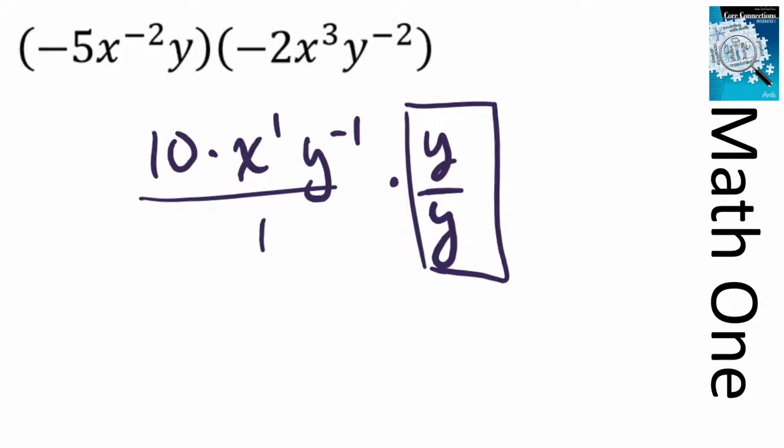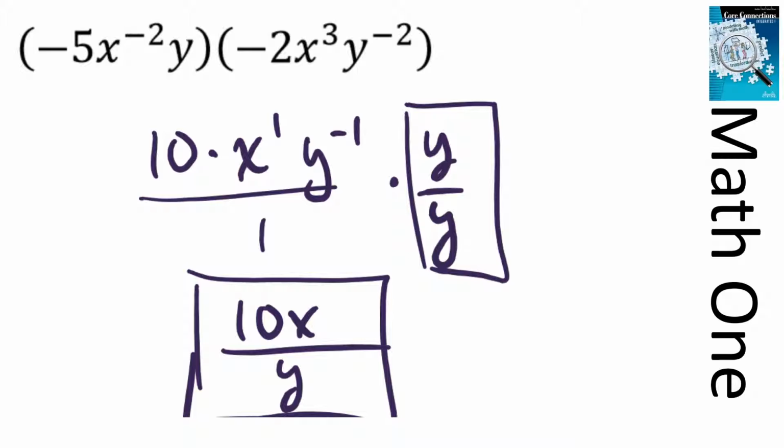When I look at this, my numerator is now 10 times x to the first, and then y to the negative first, and then y to the first. Y to the negative first times y to the first is just 1. So my numerator is now 10x, and my denominator ends up just being y. So this is a vastly simplified expression compared to the original one. And at the end there, I did use a giant 1 to eliminate the negative exponent.